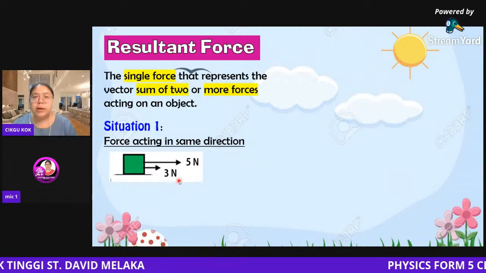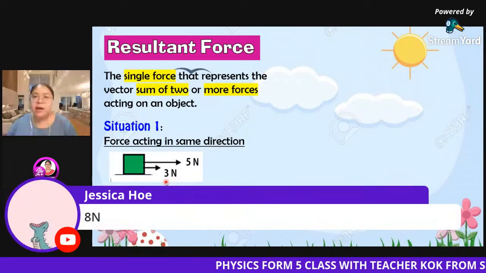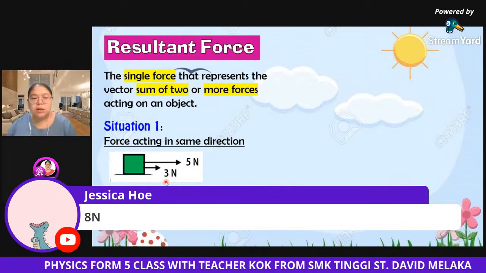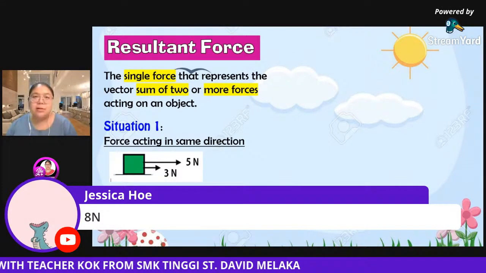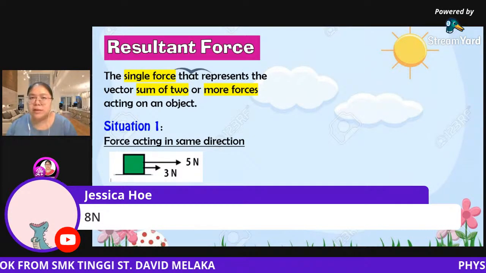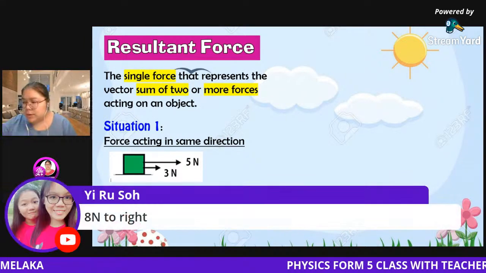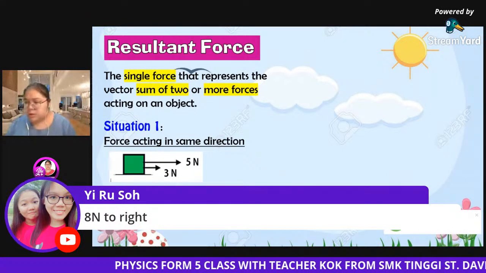Okay, 8 Newton, Jessica Ho. If you answer just 8 Newton, you get half marks only. Why do I say you get half marks? Because it's not a full answer. Calvin is also the same, you just get half marks.